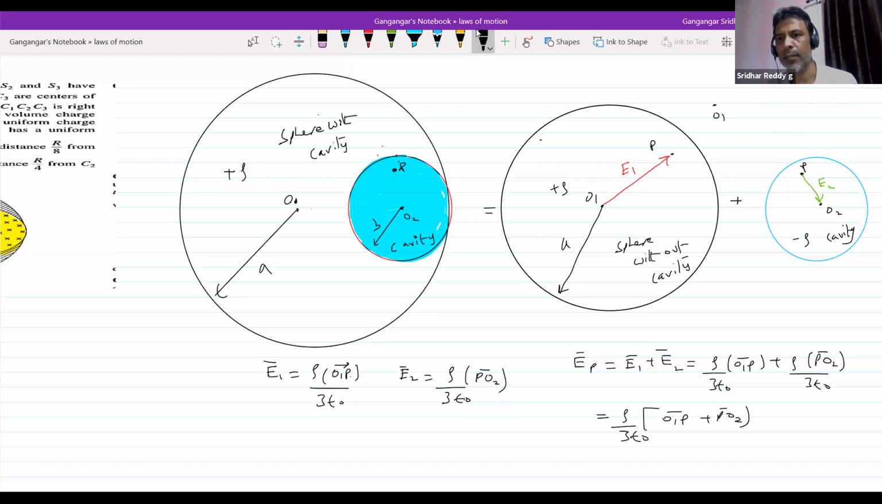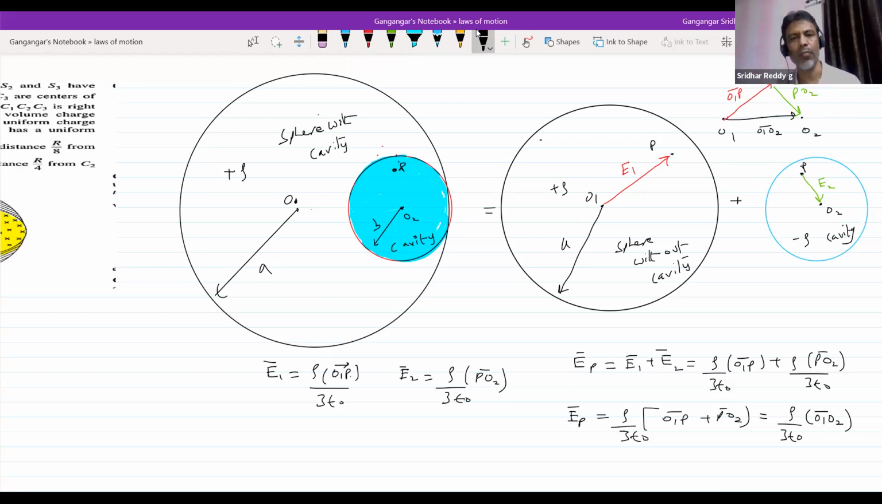I'll give that vector diagram. O1 bar, O2 bar, and this is P bar. So this was the vector. E1 bar was like this, or O1P bar, then PO2 bar. So how should the resultant vector be? The resultant vector is going to be somewhere like this. This is O1O2 bar. So looking at the triangle, finally this should be equal to rho by 3 epsilon naught times O1O2 bar.